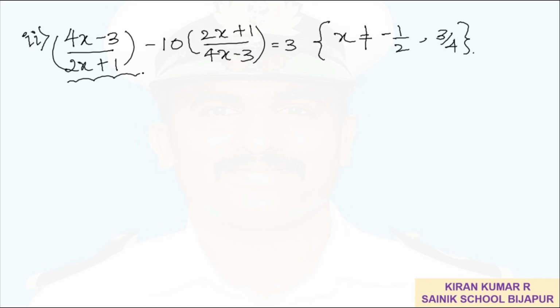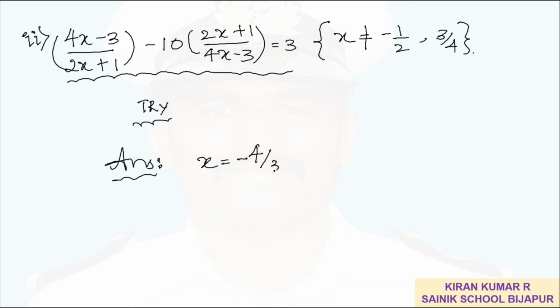Now we need to make this in a standard form. Just simplify, you will get some equation, and we need to solve the equation by splitting the middle term or else factorization. I want you to try this question. Let me give the answer. The answer for this particular question is x value is −4/3 or 1/8.